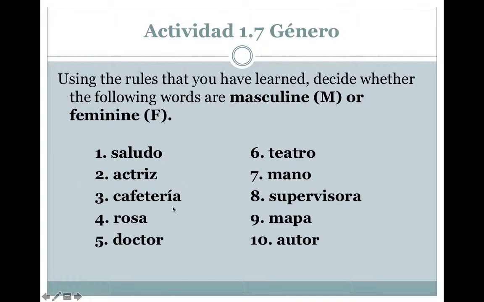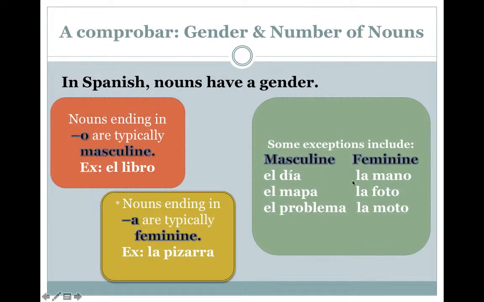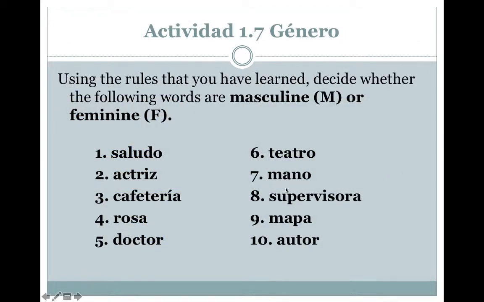What about cafeteria? Masculine or feminine, el or la? Well, it ends in an A, so hopefully you're telling me la cafeteria, feminine, la cafeteria. Okay, but then you get a weird one like mano. Mano, a hand. Oh, you would think it ends in an O. It's going to be el mano, but if you look back, remember this is one of our irregulars, it's la mano. What about a supervisora, a supervisor? Masculine or feminine? Well, it ends in an A, so it's going to be feminine. It should be la supervisora.